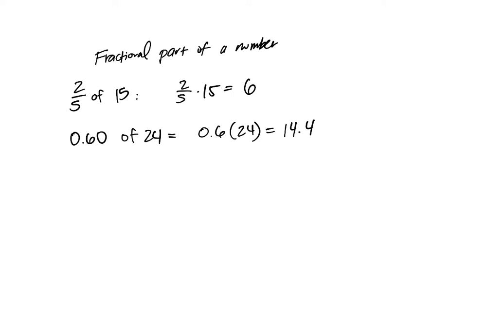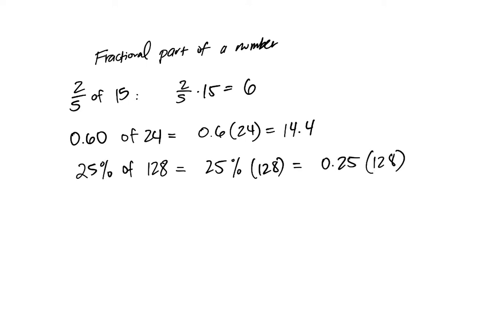Lastly, if I want to find a certain percentage of a number, 25% of 128, what I want to do is just multiply it. So we have 25% times 128. Of course, I want to convert that to a decimal so I can actually multiply it. So 25% is just 0.25 times 128, and when you multiply that, it's just going to be 32. 32 is 25% of 128.